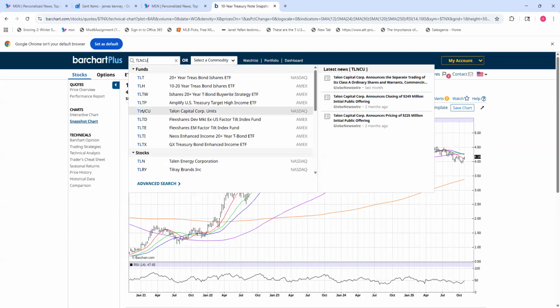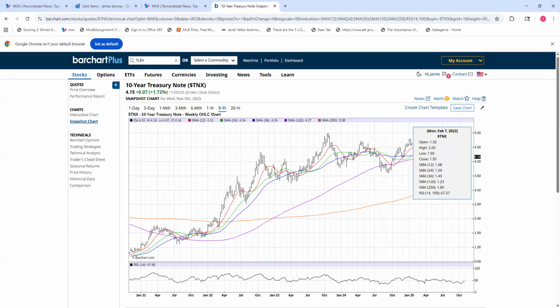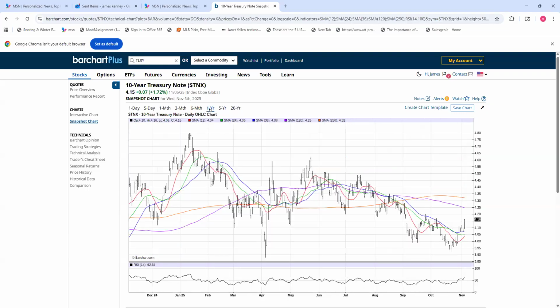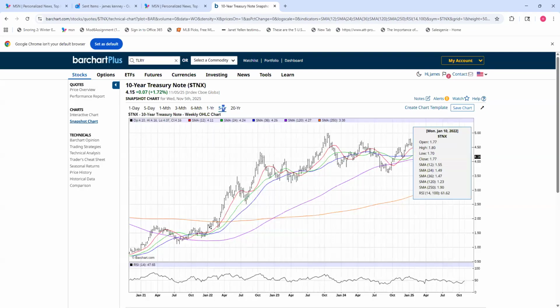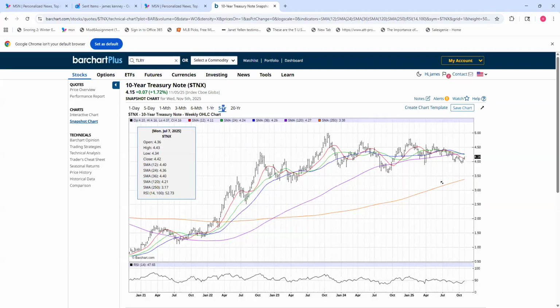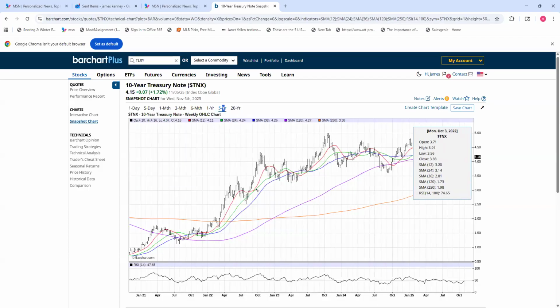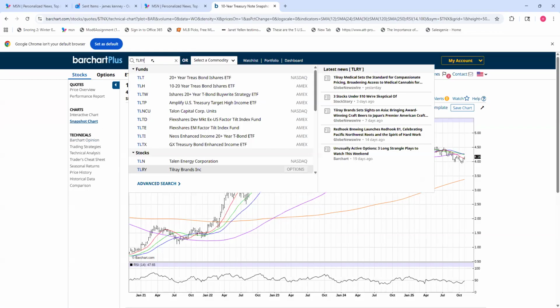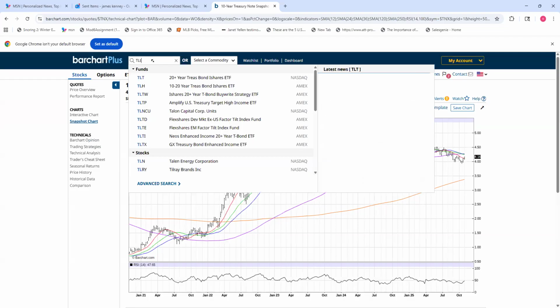Now, first of all, I want to show you something on this treasury note before we leave it. Because if you go back here on the 5-year and you go back to the last time yields were at this 3% area, you'd have to go back to around September 2022, 2023, 24, 23, I'm sorry. So let's go over to TLT and let me show you what I'm talking about here.